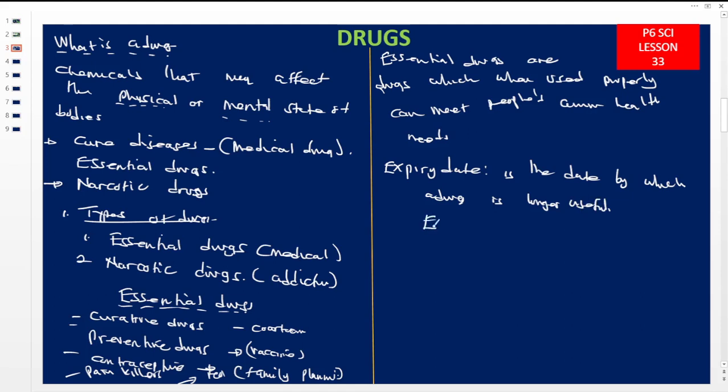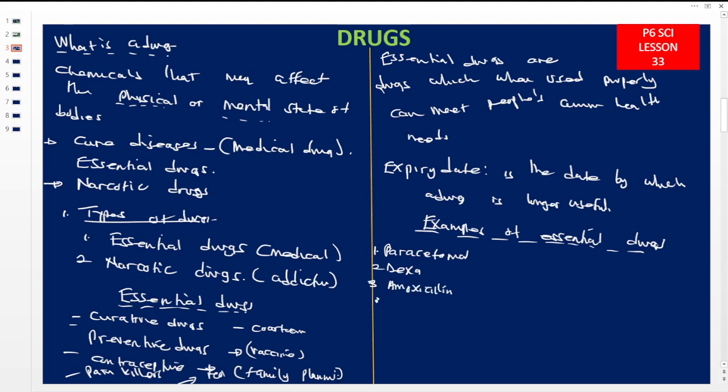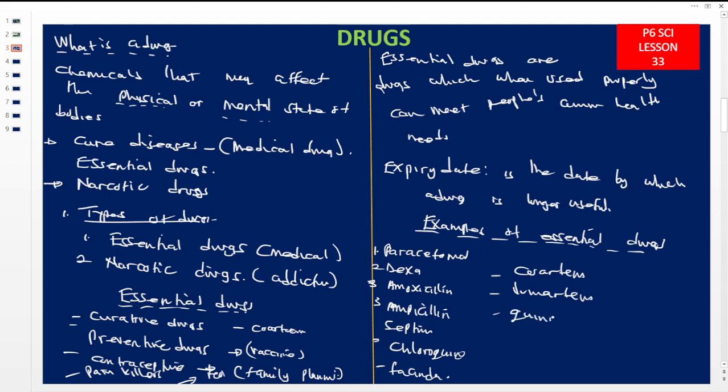Okay, let's look at some examples of essential drugs. There is paracetamol, which you call Panadol. We have the Dexa. We have amoxicillin. We have ampicillin. We have Septrin. There is chloroquine. There is fancida. We have the coatem. There is the lumantem. We have quinine, sorry. And very many others. So those are some of the essential drugs which are made from the laboratory.